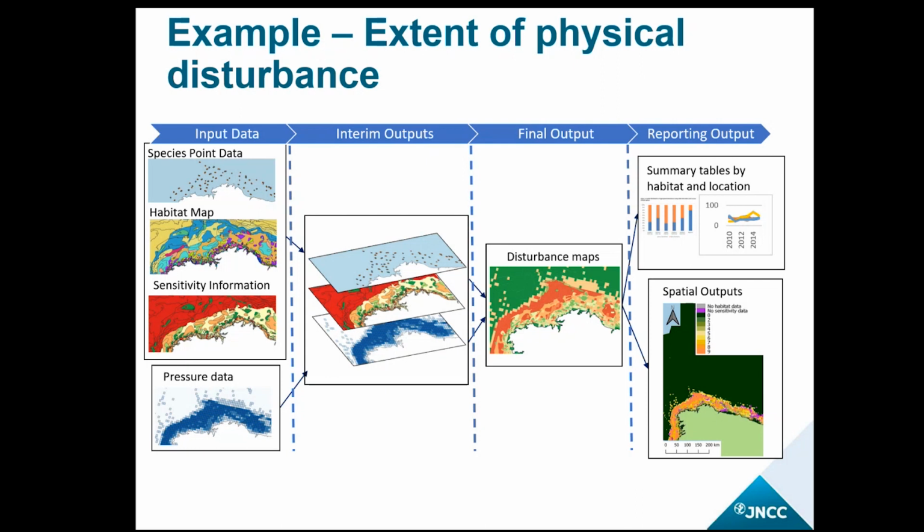So you might have discrete species point data, but as long as you also have a habitat map and you know the sensitivity of that habitat to the pressure data, you can then produce disturbance maps over a larger area. And the last column there on that slide just shows different reporting outputs or aspects that can be produced.